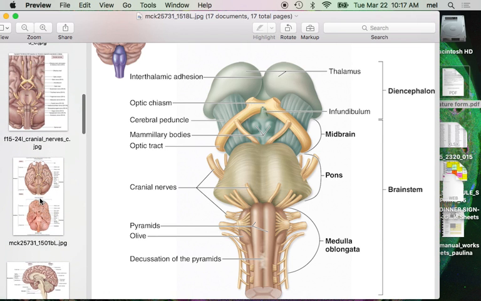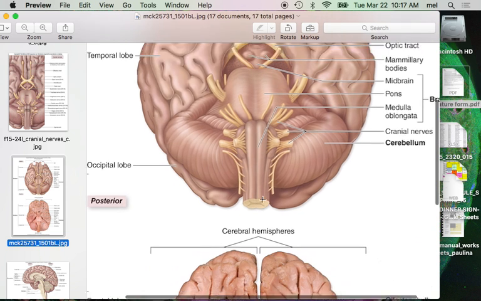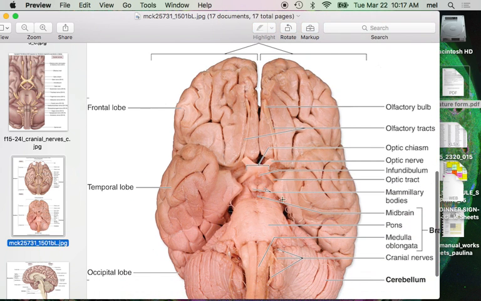Those are the cerebral peduncles. Now let's look at them in an actual specimen. Here they didn't draw them in, so that's one of the reasons I don't like that figure. But here you can see them, can't you? The cerebral peduncles are just lateral to the mammillary bodies. So those are the cerebral peduncles.